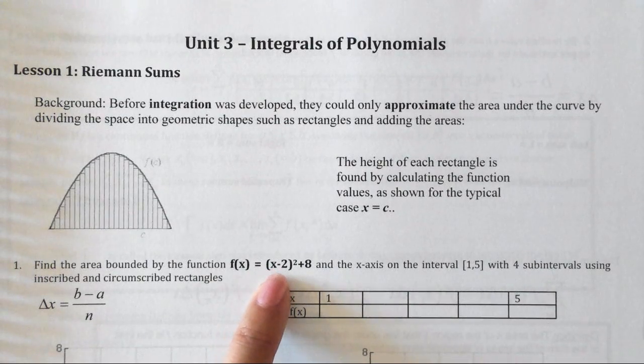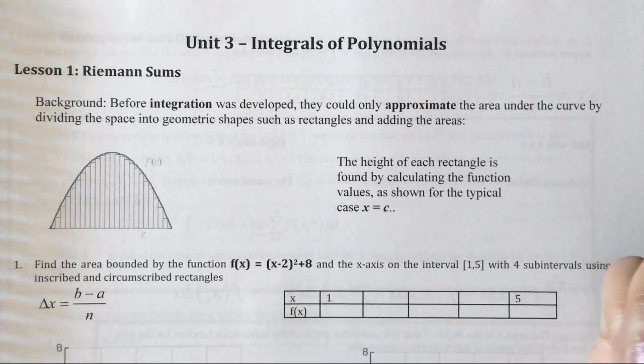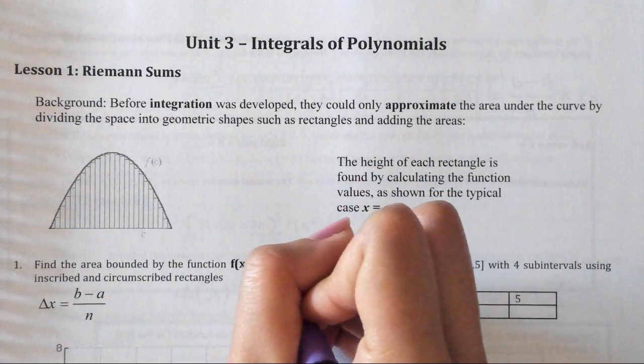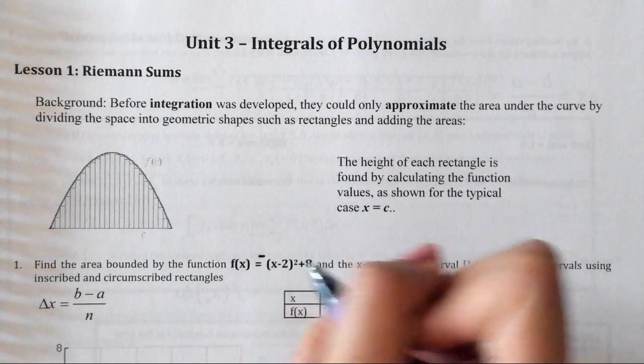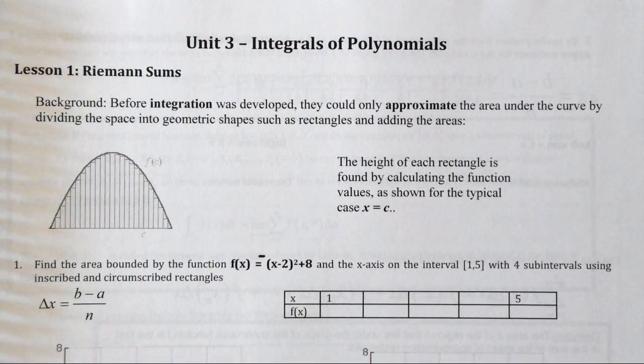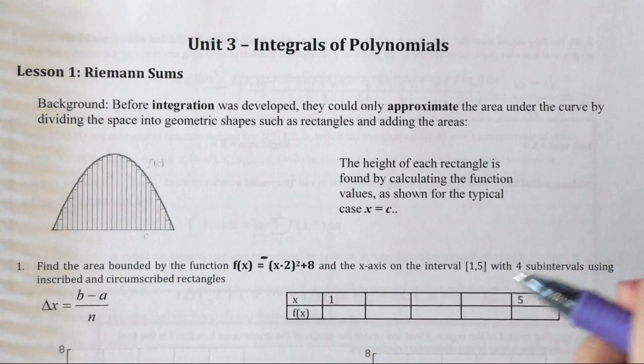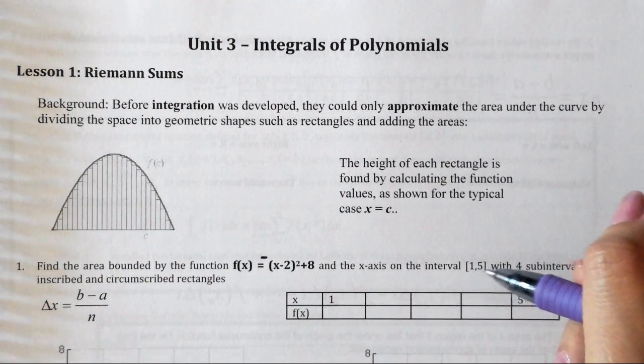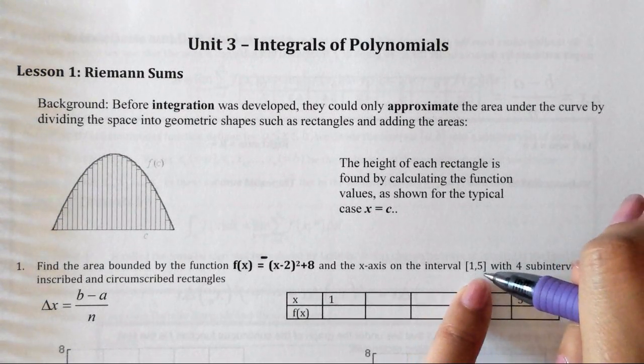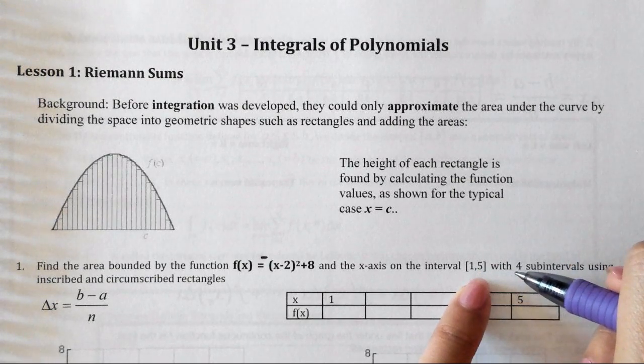So this is an approximation of the area under the curve. Here's the function that I'm giving you right now, x minus 2 squared plus 8. And just to make it fit on the graph, I forgot to make it a negative, so add in a negative right here. So it should be negative (x minus 2) squared plus 8. Okay, it's asking us to find the area under the curve on the interval 1 to 5 with 4 subintervals.